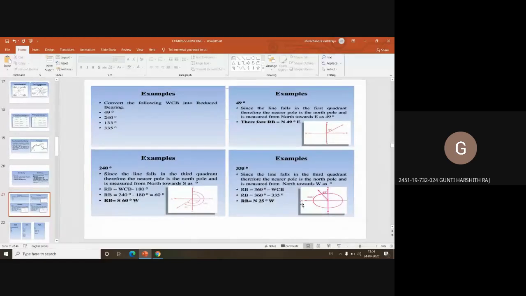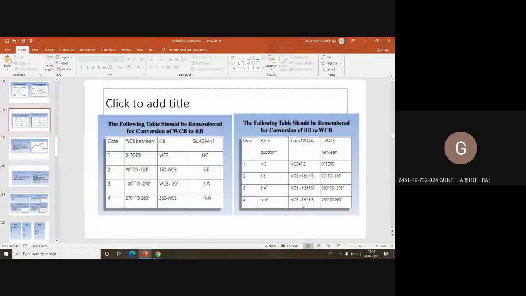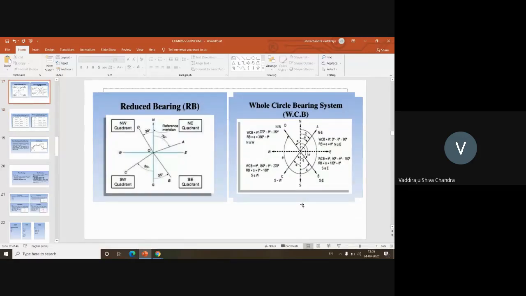Sir, why are you saying not to remember the equations? Suppose instead of subtracting, you add. Here, whole circle bearing is equal to 180 minus RB. By mistake, if you have done it as 180 plus RB, without drawing the diagram, can you give me an assurance that your calculation is right? There is scope for confusion. But if you draw a diagram, suppose you get a value of 210 degrees by your calculations, and the actual line lies in the second quadrant. Is it correct?